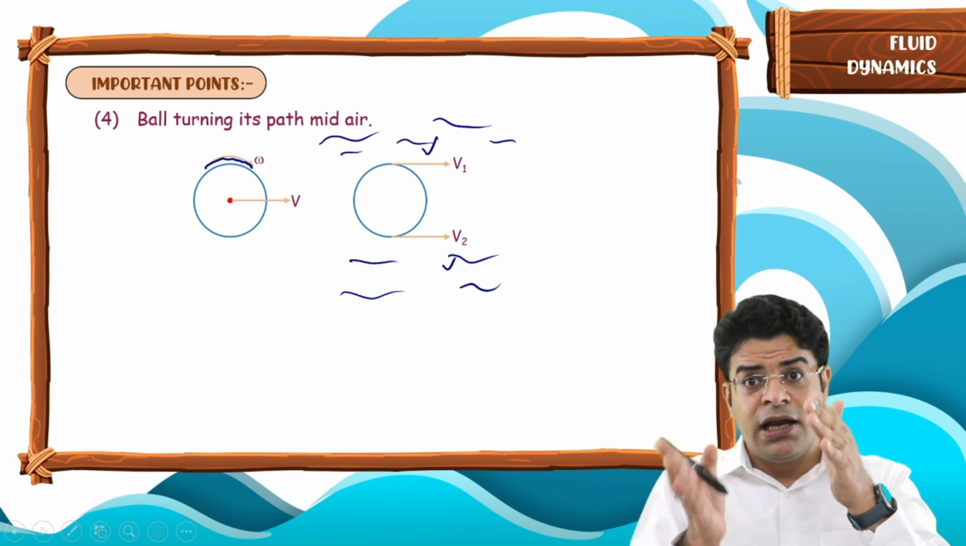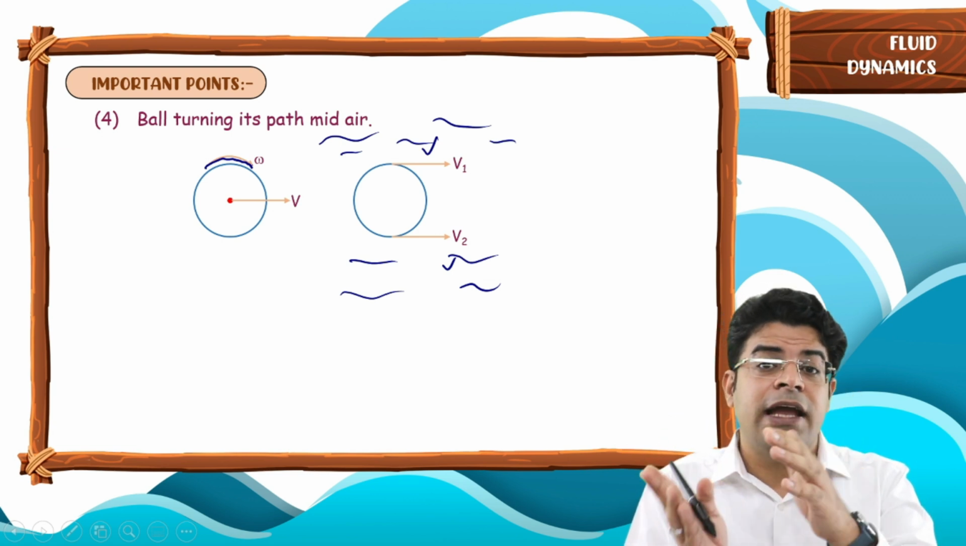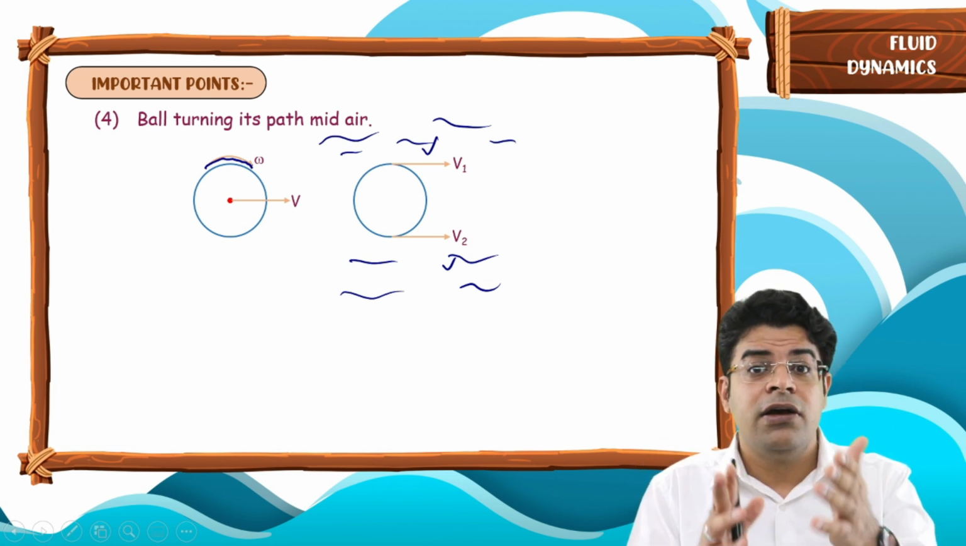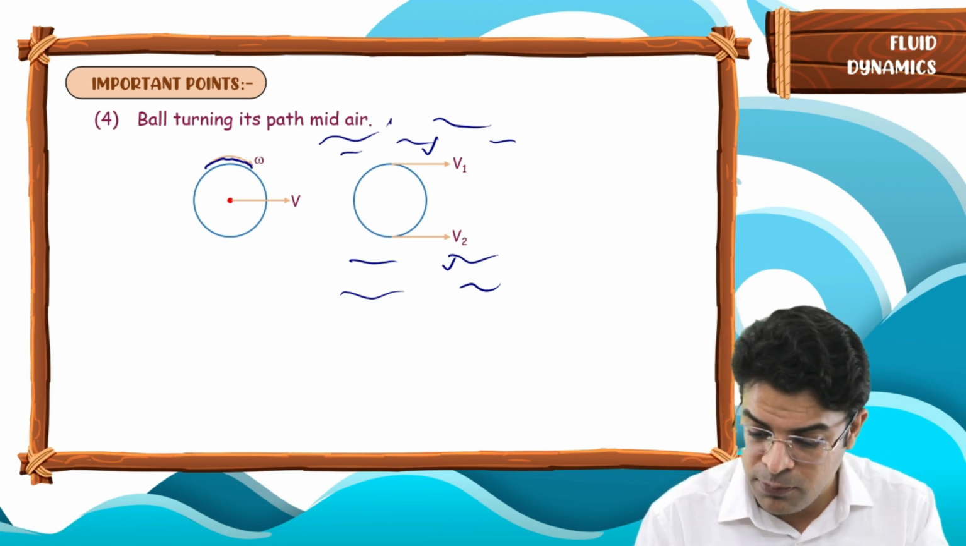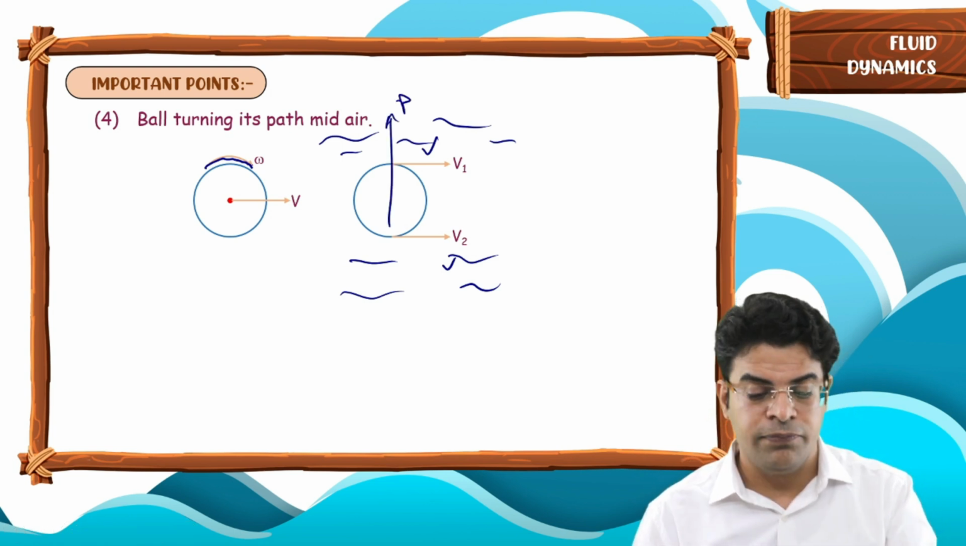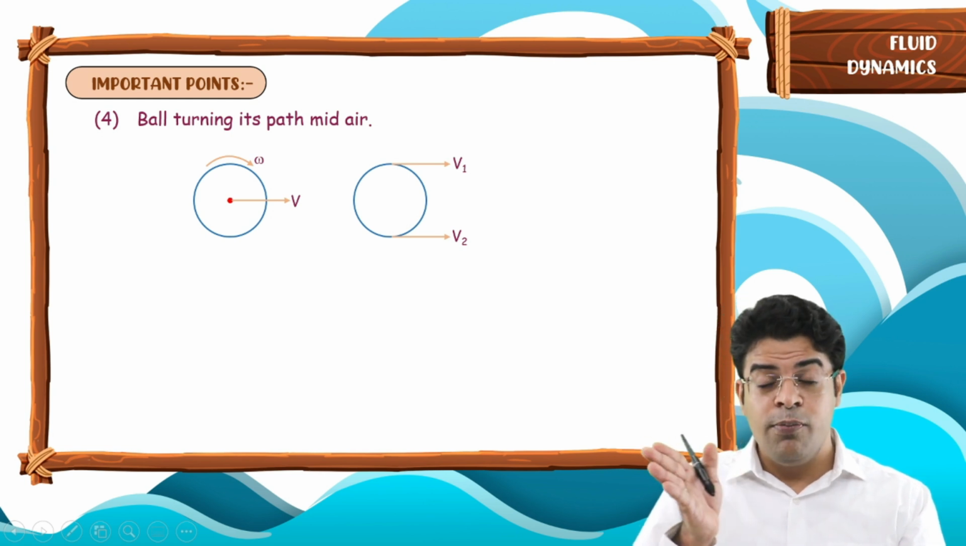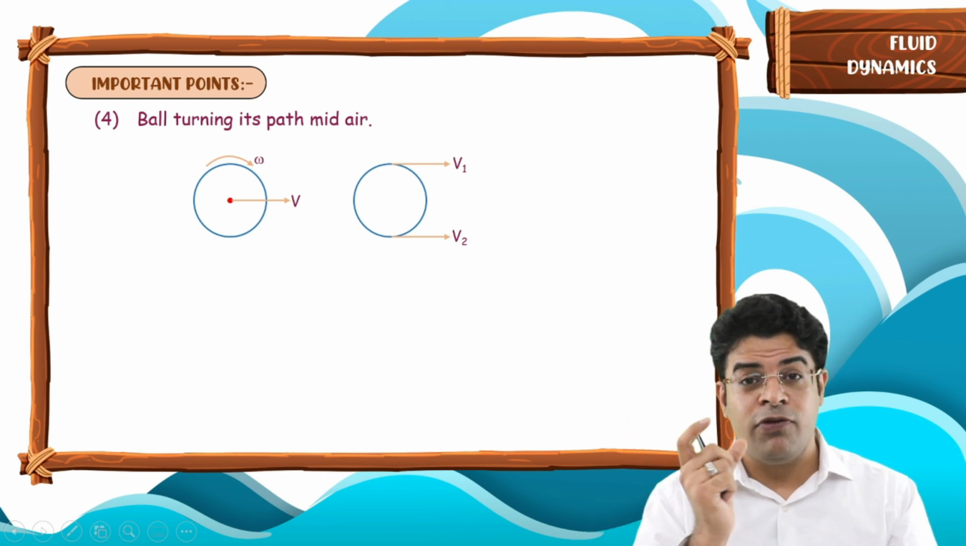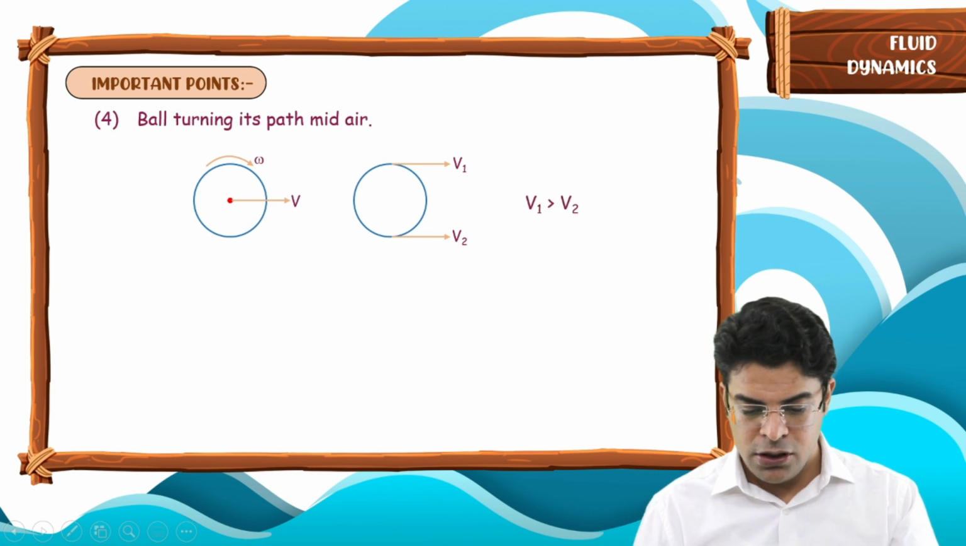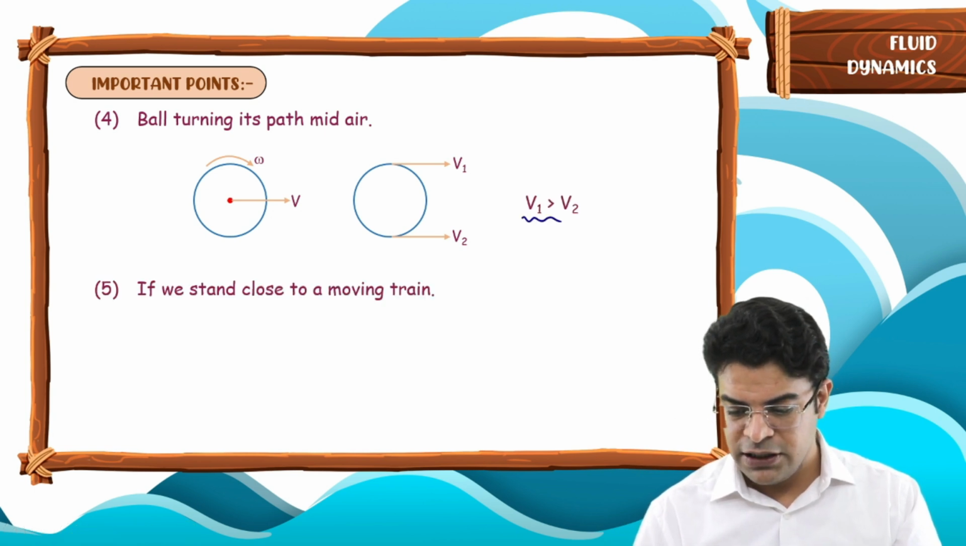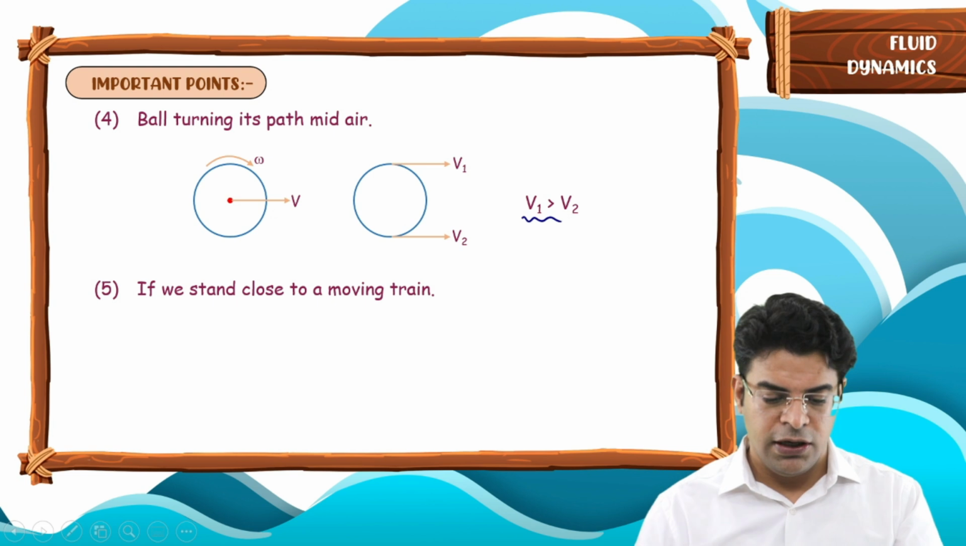Since the air has slightly different velocity, the air will have slightly different pressure, creating a net force on the ball in one direction. This is how they move the ball in midair, just by providing it velocity as well as omega. So as V1 is greater than V2, the ball starts to turn.